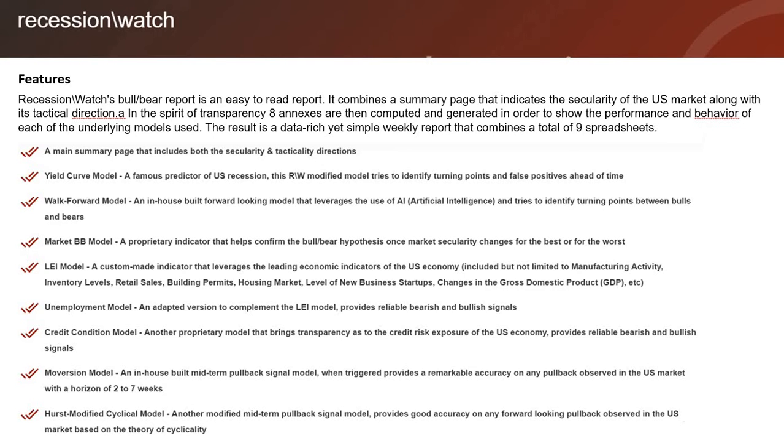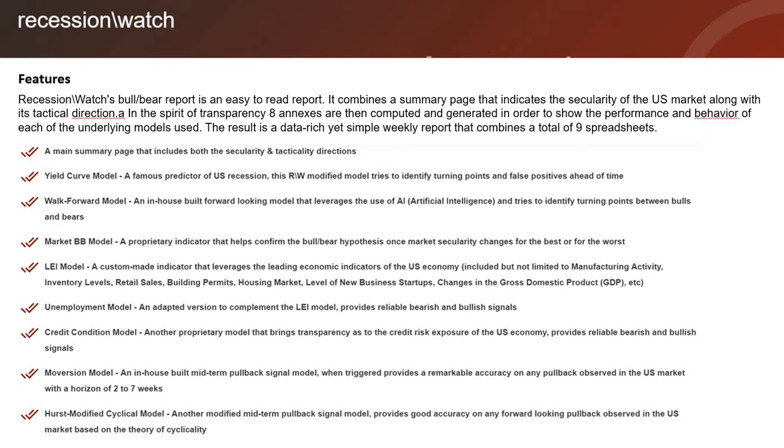We have the walk forward model. The walk forward model is an in-house built model that leverages the use of artificial intelligence, AI, and tries to identify the turning points as well between the bulls and the bears. Following that, we have a BB model, the Bollinger Band model, which is a proprietary indicator that helps confirm. It does not predict, it confirms the bull and bear hypothesis.